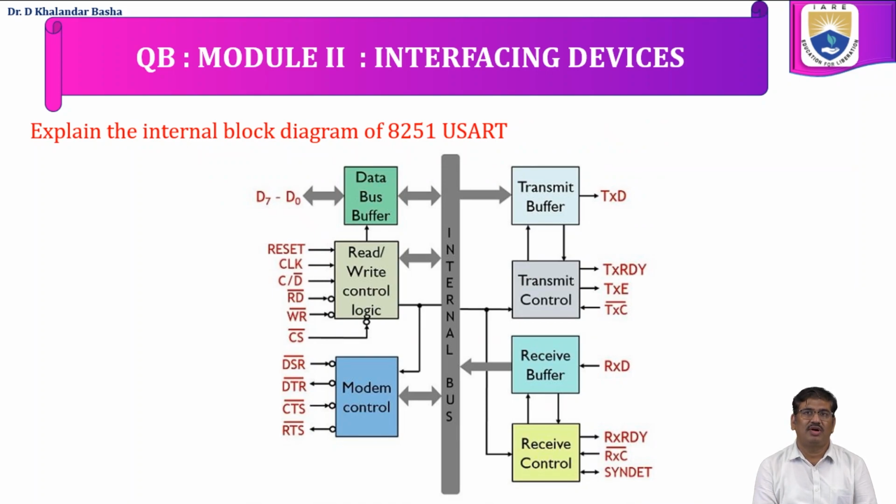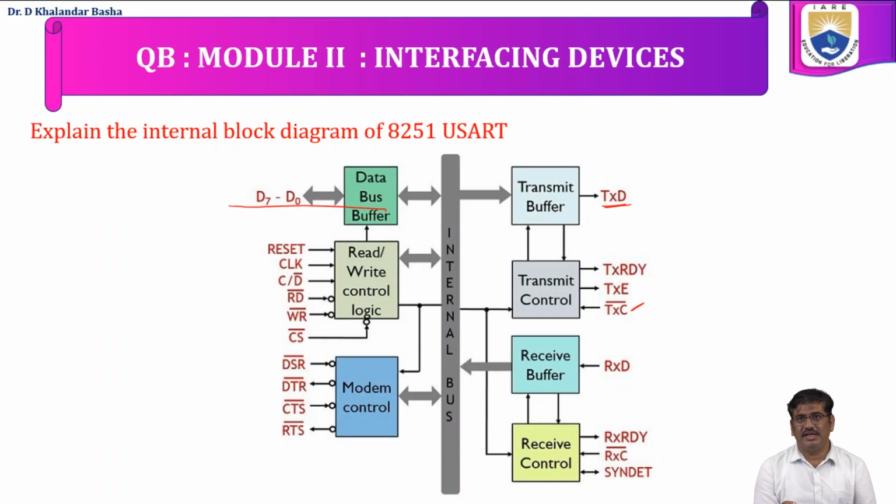Explain the internal block diagram of 8251 UART. The figure shows the block diagram of 8251, which is the USART, Universal Synchronous Asynchronous Receiver Transmitter. The data which the processor wants to transmit will be sent on the data bus. Then it will be stored in the transmit buffer. Once the data is loaded into the transmit buffer, it will be sent serially through the TXD line. At what rate the data has to be sent will be decided by the transmit clock pulse.